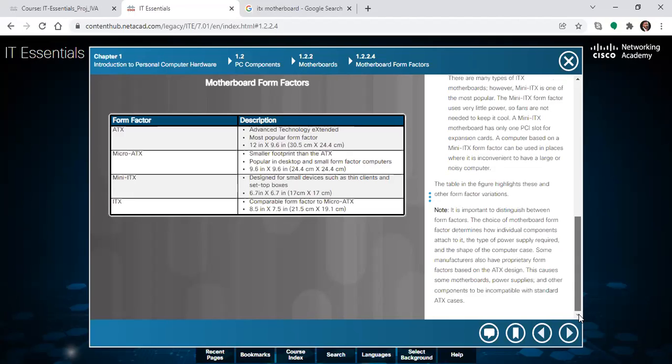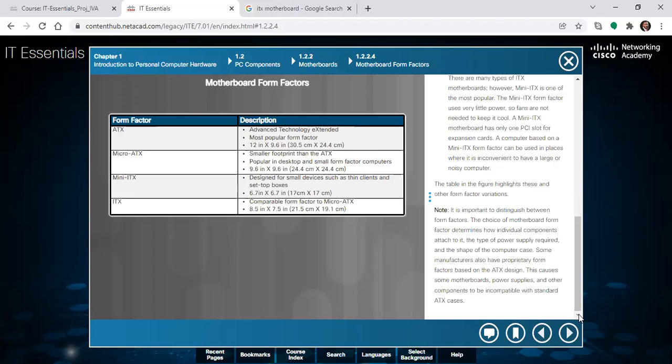So it is important to distinguish between form factors. The choice of motherboard form factor determines how individual components are attached to it, the type of power supply required and the shape of the computer case. Now what they're talking about here is when you're about to assemble a computer, okay, you must consider 2 things. The size of the motherboard you want to buy will determine the size of the casing you want to buy. So that's what they're trying to say.